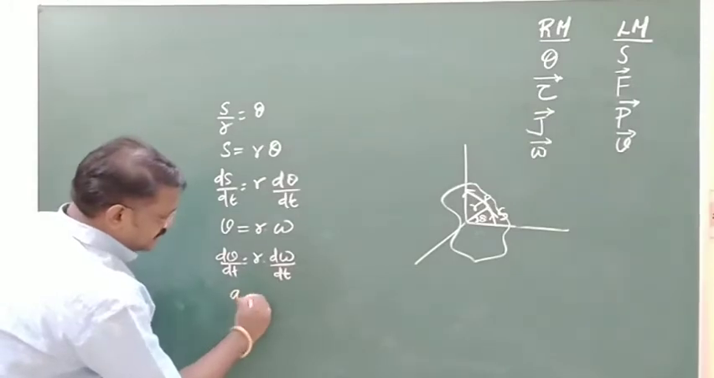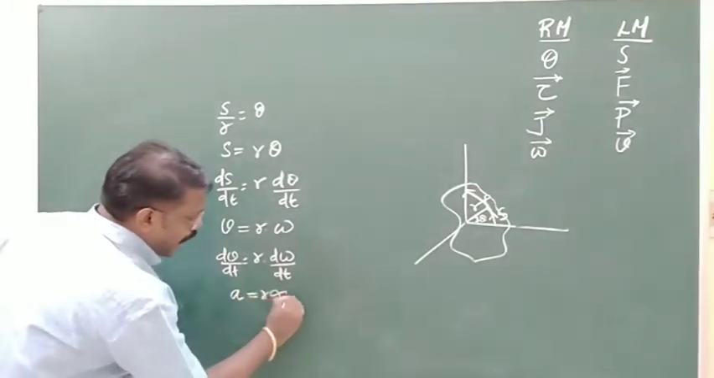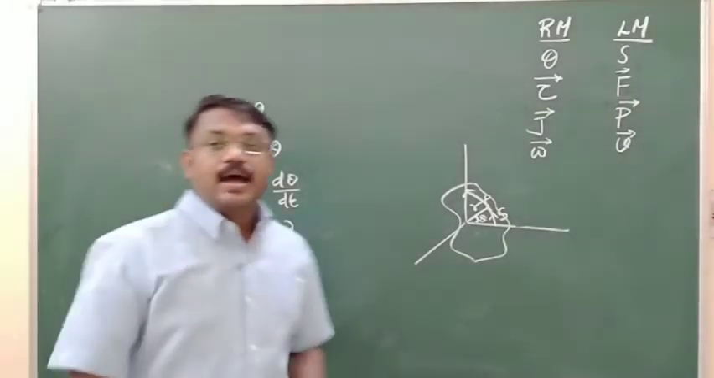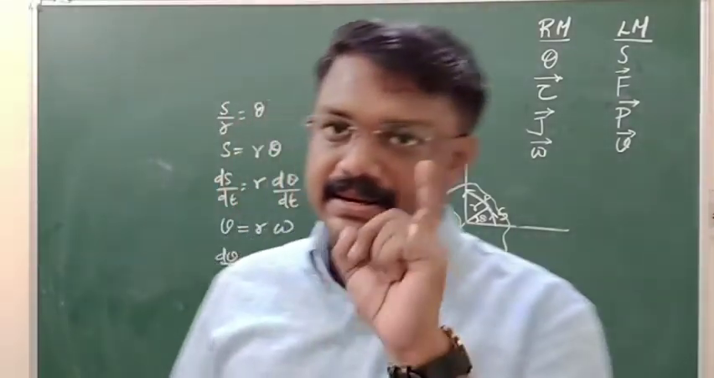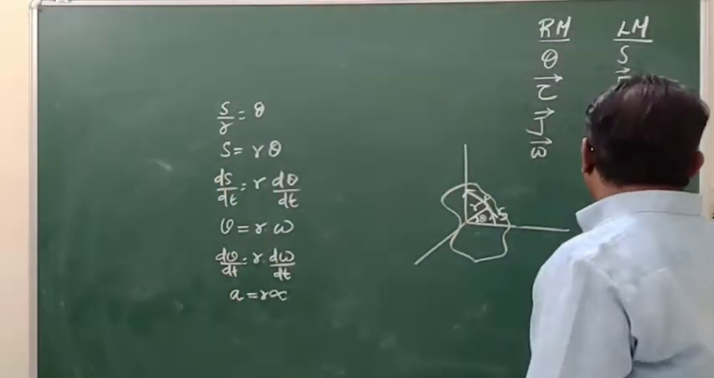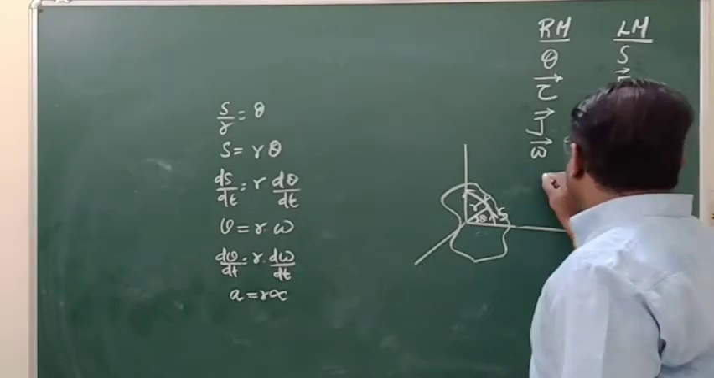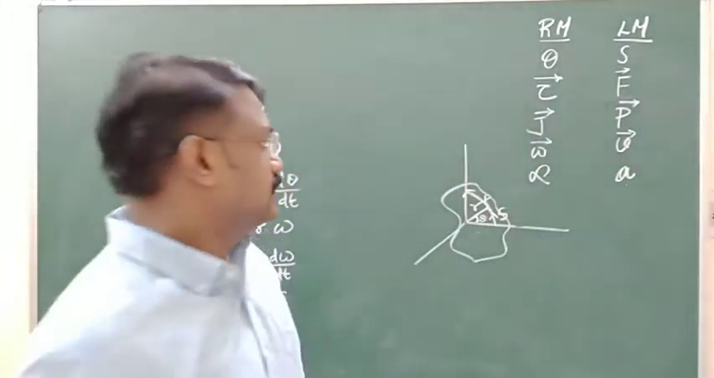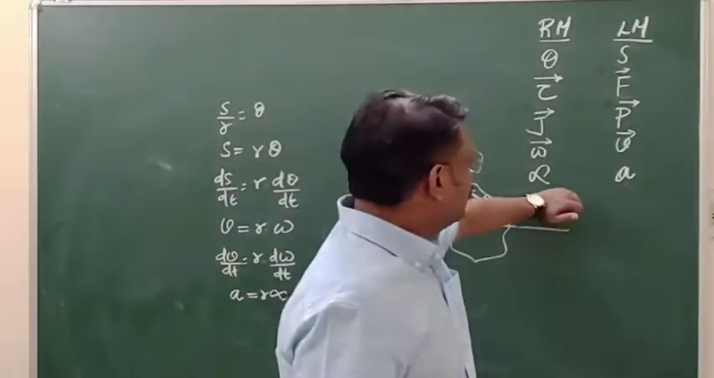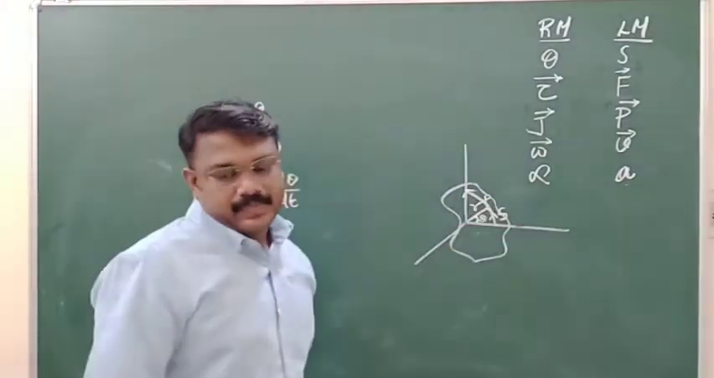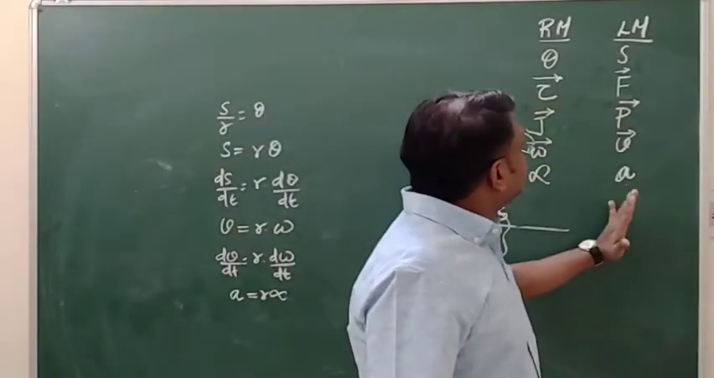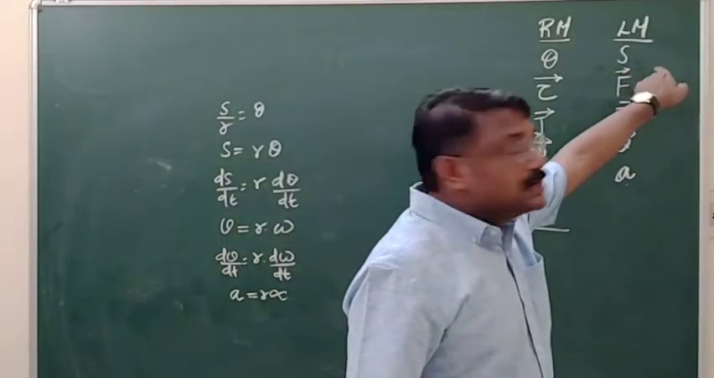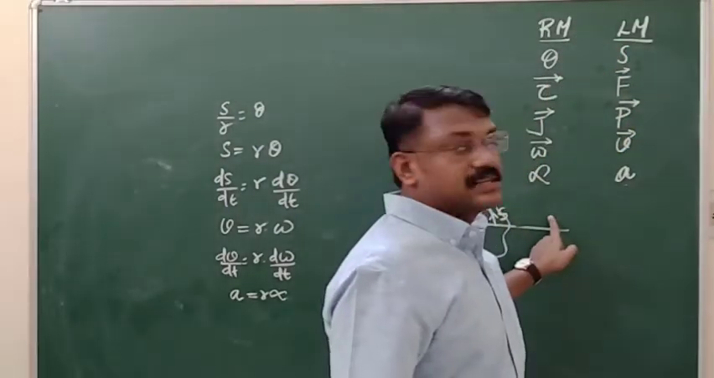dv by dt is acceleration a, which is r into alpha. What is alpha? Angular acceleration. So a in linear motion, alpha in angular motion. For almost all the terms in linear motion we have the rotational aspect.